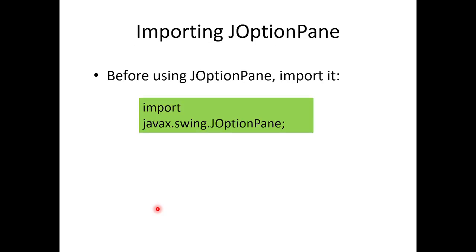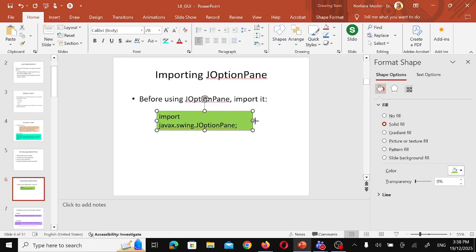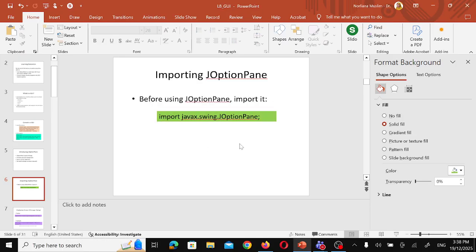Of course, when you want to use JOptionPane, it is quite similar to using the Scanner library file, where we need to import it. It is the same thing here. Let's see, I think I need to do some corrections here. Wait, this is actually one line.